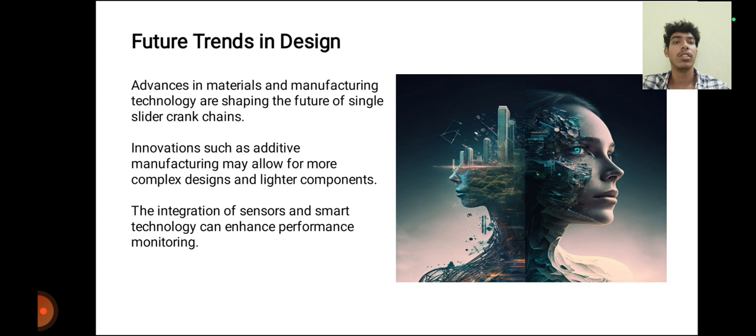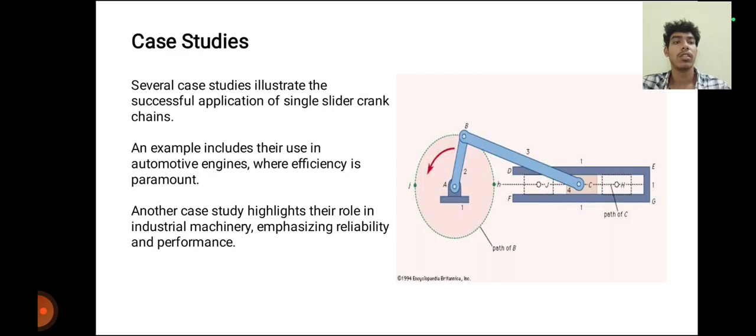Future trends in design. Advances in material and manufacturing technology are shaping the future of single slider crank chains. Innovations such as additive manufacturing may allow for more complex designs and lighter components. The integration of sensors and smart technology can enhance performance monitoring.